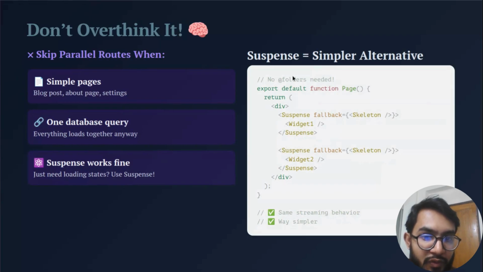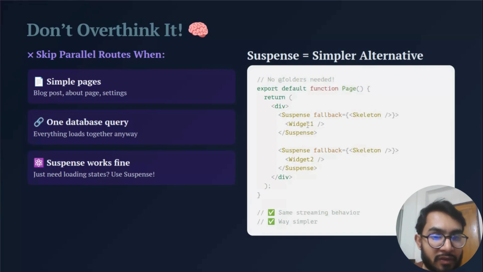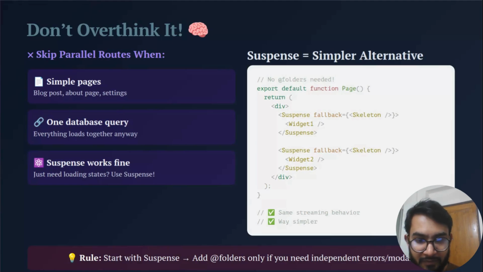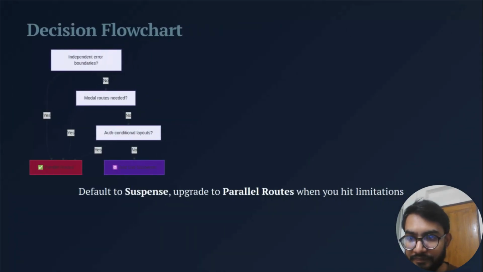You don't need extra folders. Consider this example: if you have widget one as channel one and widget two as channel two on a TV, they just load independently. So you don't need to use any parallel routes here.